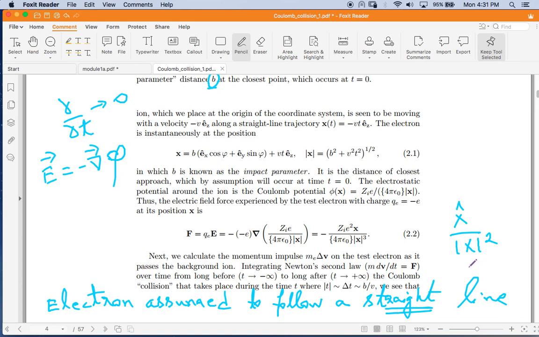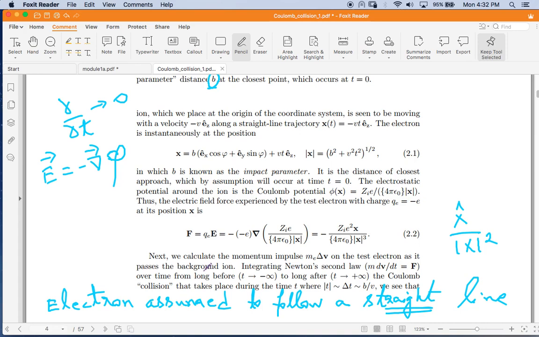We are considering the 0th order, where the deflection is quite small, and so this is the assumption. Keeps things simple. It's assumed to follow a straight line. The straight line trajectory of the electron in the lab frame. In the electron rest frame, well, the ion is following a straight line. The disturbance is very small. So please keep this very firmly in mind.